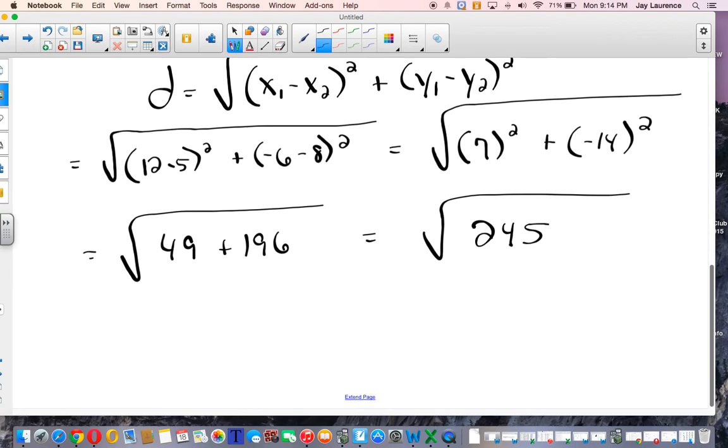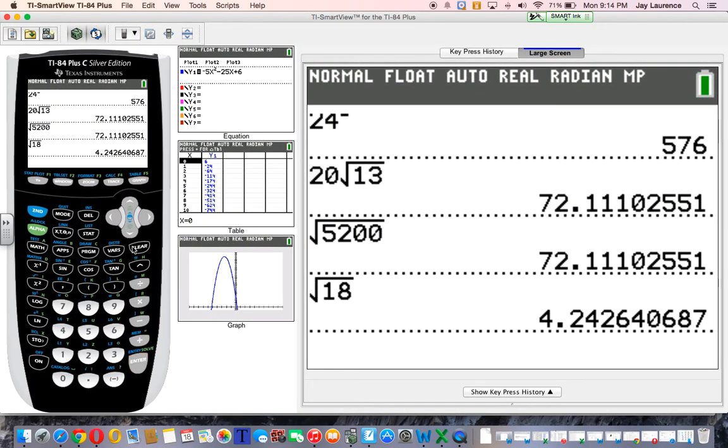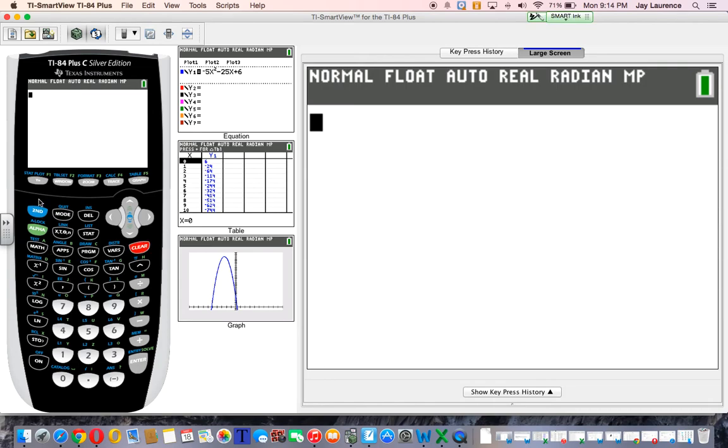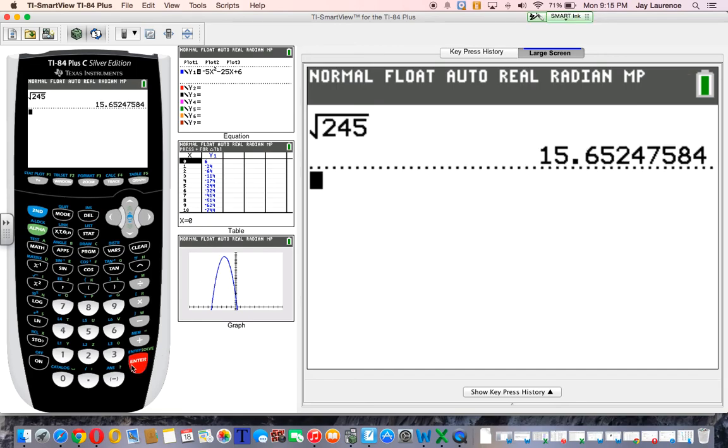Now I could use radicals to break that down, or I'll go to my calculator because 245 is not a perfect square. And so if I wanted the square root of 245, let me clear all this out. The square root of 245. Oops, I did it again, putting that unnecessary parenthesis in there. All right, and so it would be approximately 15.65. So that's it. That's the distance formula.